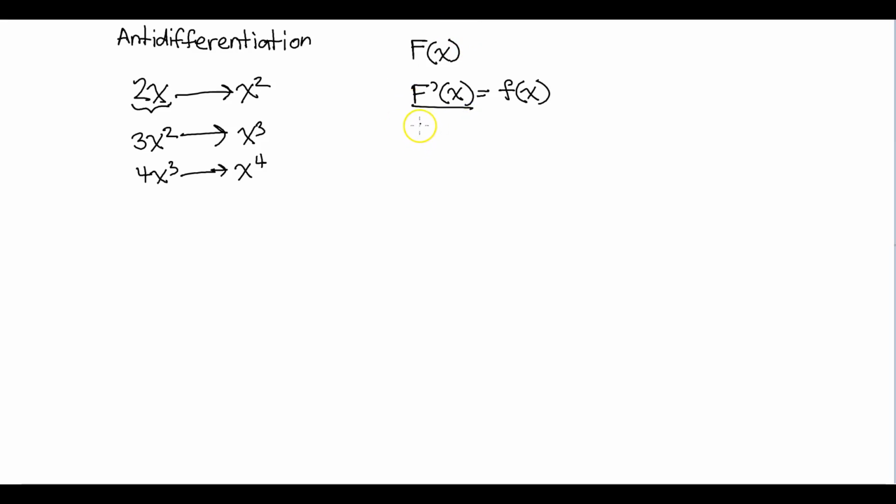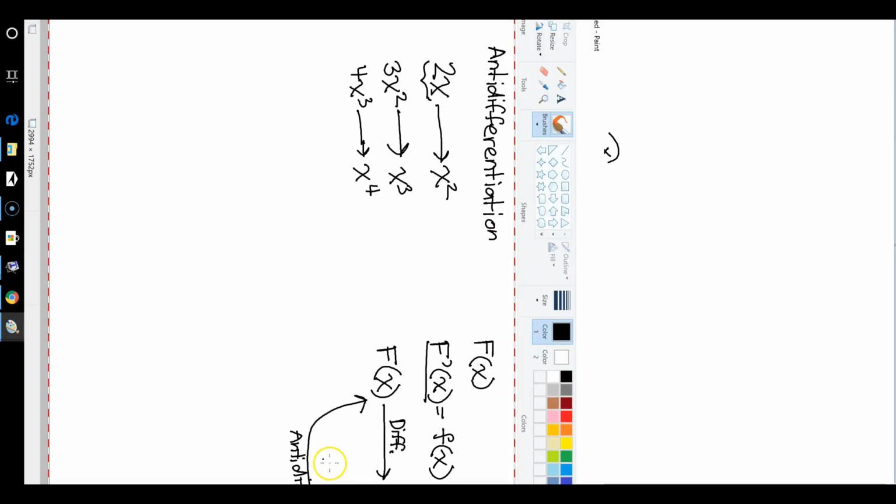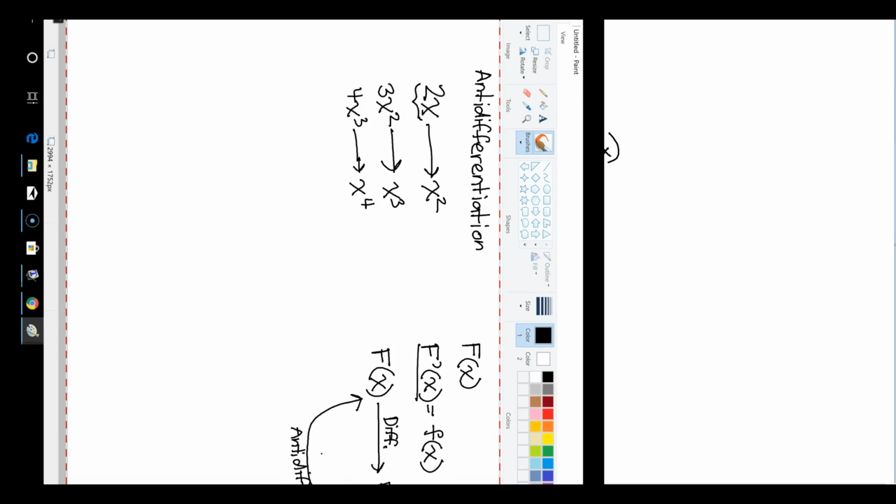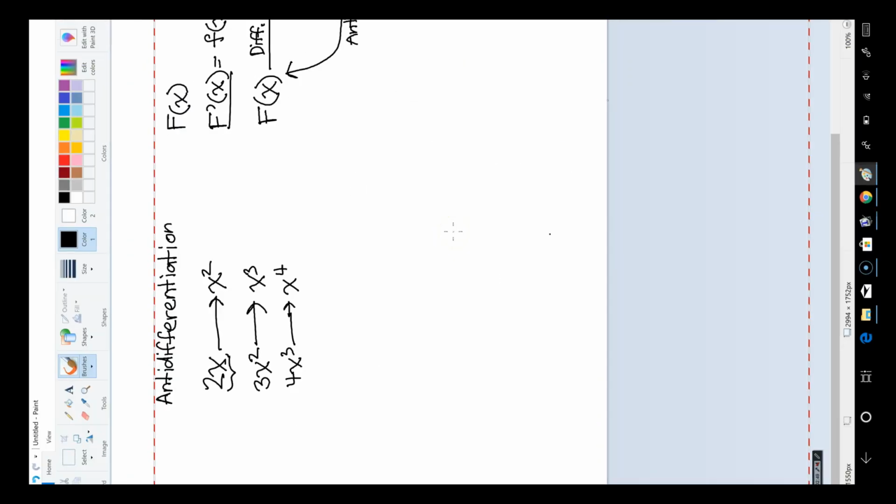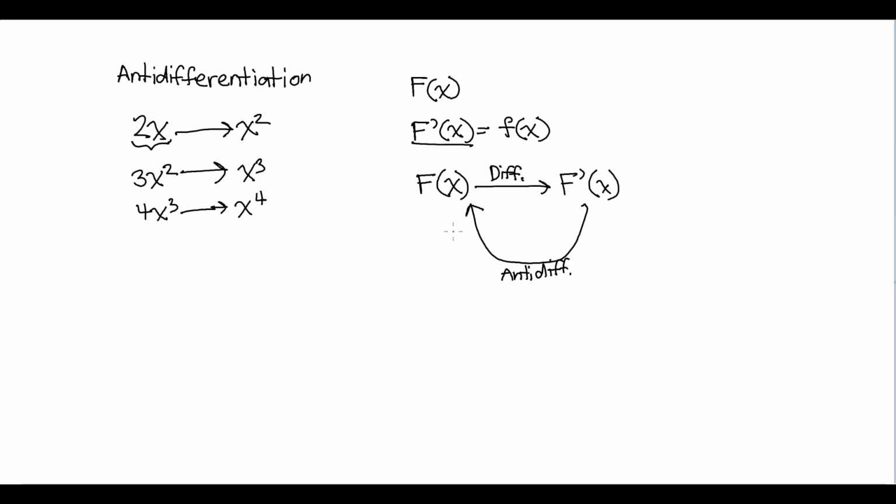Okay? So differentiation took you from here to here. This is differentiation. Anti-differentiation takes you from here to here. Okay? Now, there's something I should tell you. For a single function, there's an infinite number of antiderivatives, while for a single function, there's only one derivative.